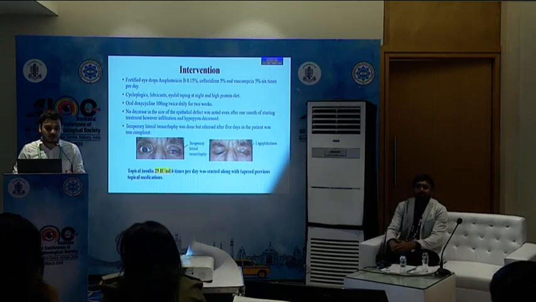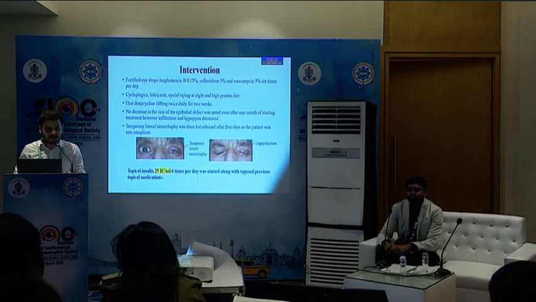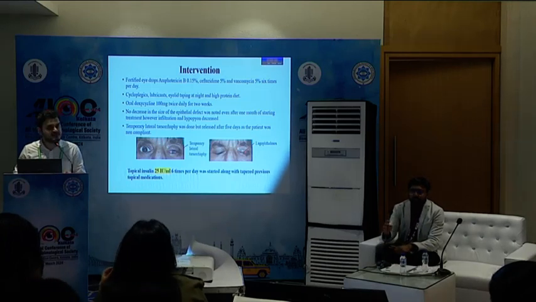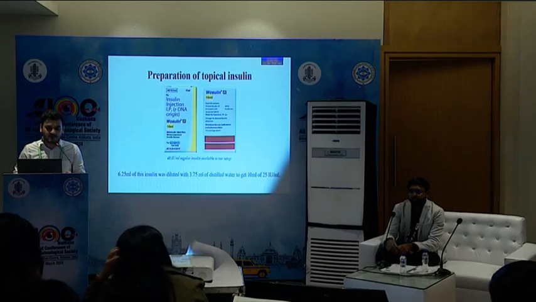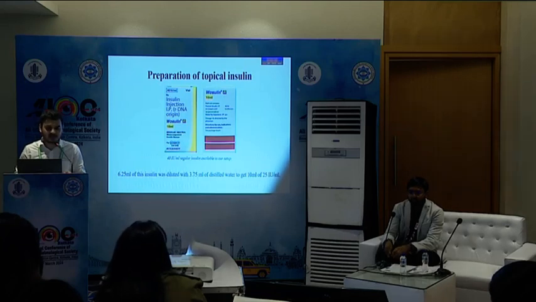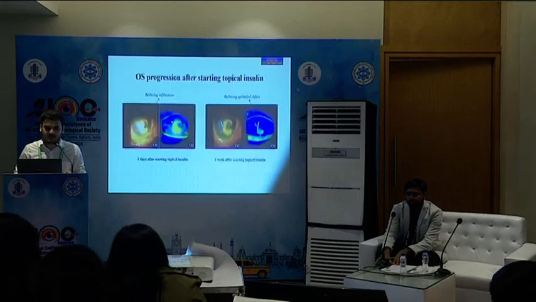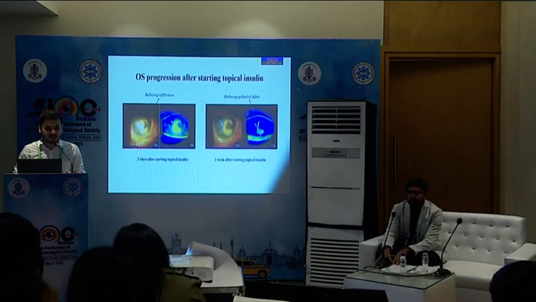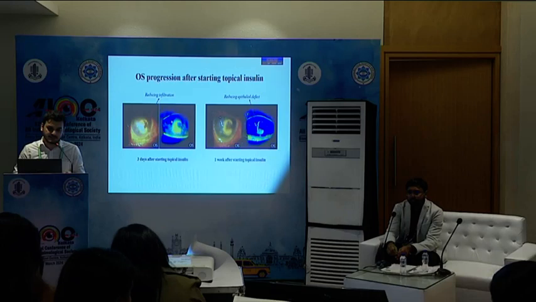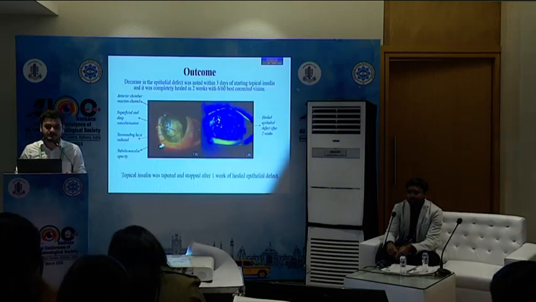Along with that, we started topical insulin 25 international units per ml 6 times per day, along with tapering of the previous topical medications. How did we prepare the insulin? The 40 international units per ml insulin is available in our setup. We took 6.25 ml of this insulin along with 3.75 ml of distilled water to get 25 international units per ml. Within 3 days, there was a reduction in the infiltration and the epithelial defect, which reduced more after 1 week of treatment, as you can see in this image.